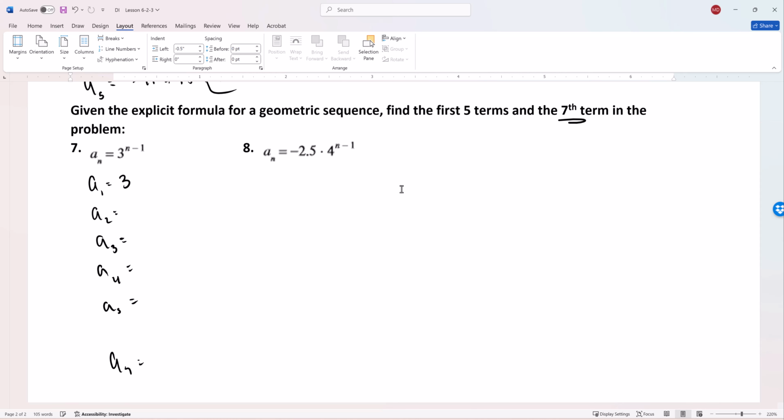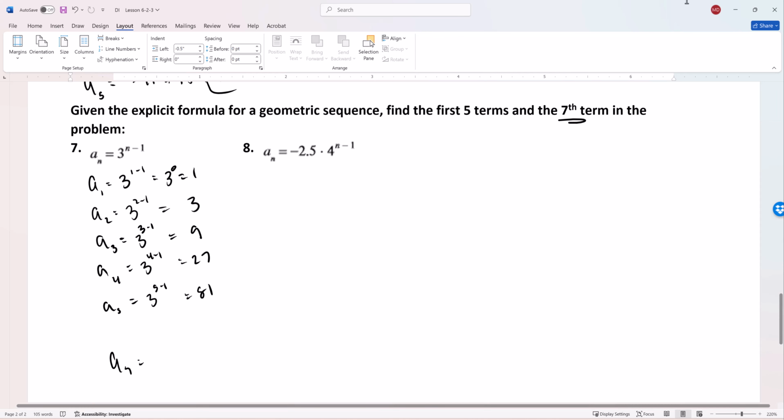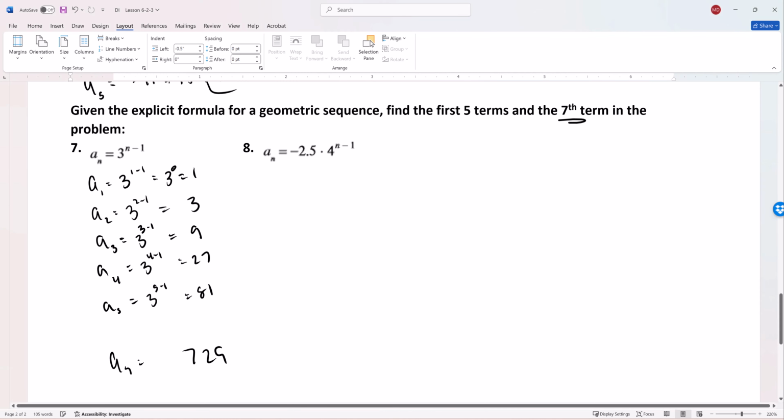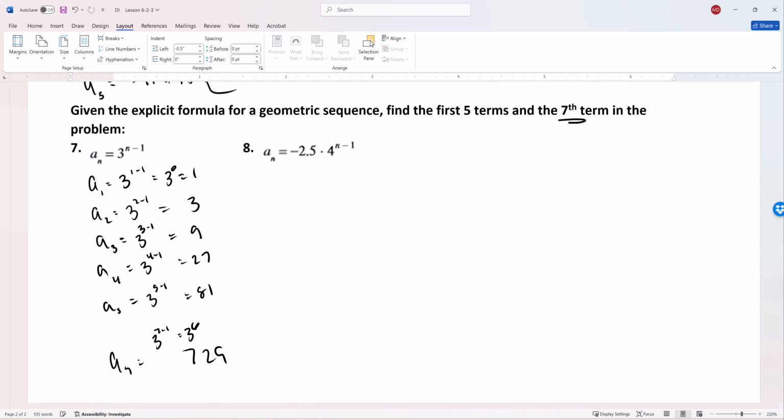So you just plug them in. Three to the 2 minus 1 gives you 3. 3 to the 3 minus 1, that gives you 9. 3 to the 4 minus 1, that gives you 27. 3 to the 5 minus 1, that gives you 81. And then, see, that's 81 times 3 times 3. So that's 729, because you can do 3 to the 7 minus 1, which is 3 to the 6 power, and that's going to be 729.